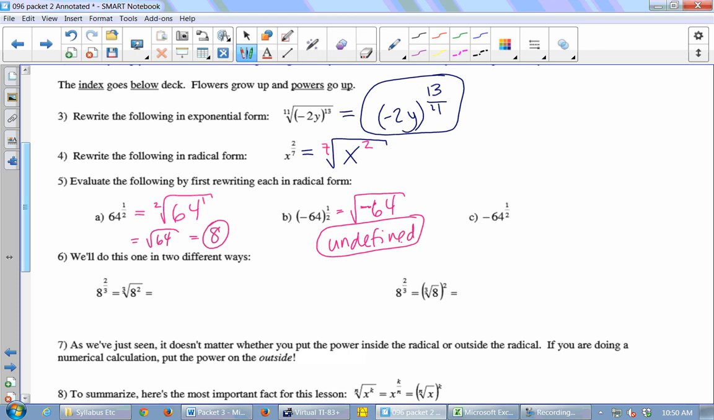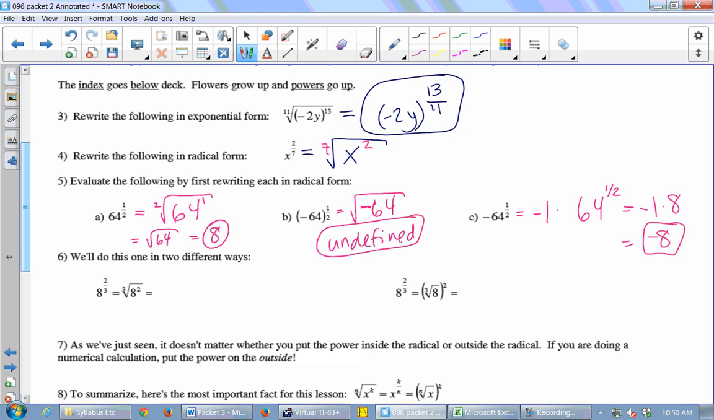All right, but the difference here is that the negative is outside. The negative in this example is glued to the 64, right? In this example, I don't have parentheses telling me to glue it. So this actually says -1 times 64 to the 1/2. And I know 64 to the 1/2 is 8 because I did that earlier. So this is -1 times 8, which is -8.